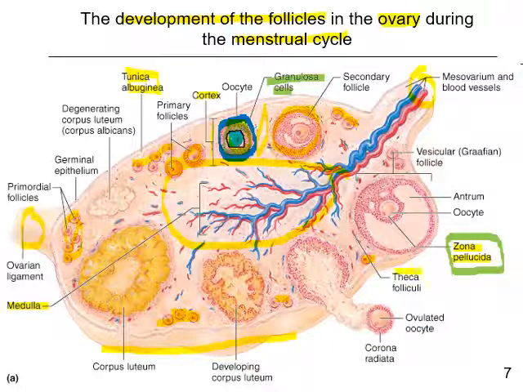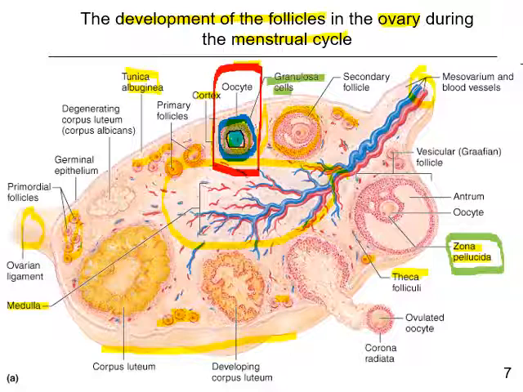The theca cells are on the outside. So this slide, this part right here, shows an oocyte inside a follicle. The follicle is the oocyte, zona pellucida, granulosa, and theca. Those are the layers.